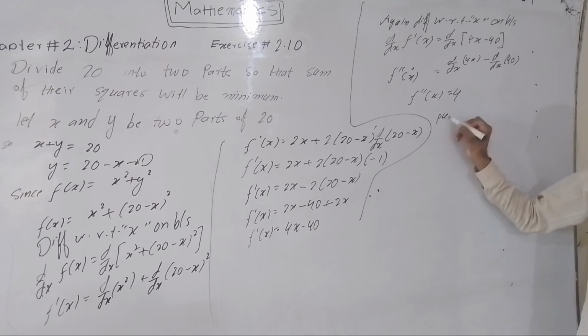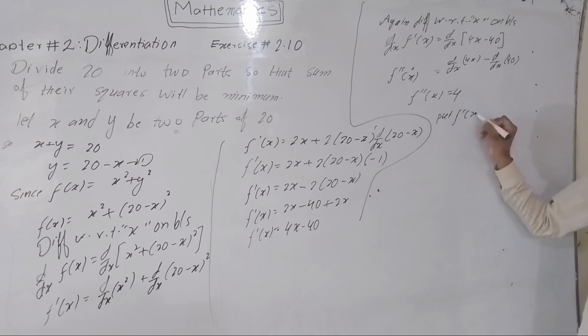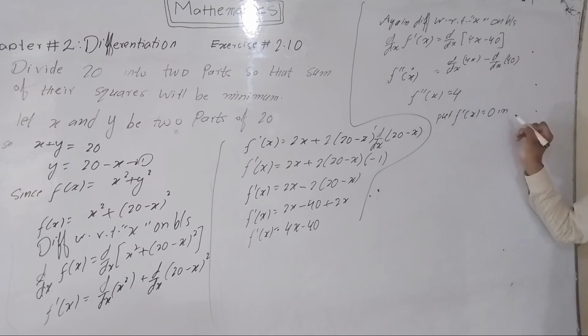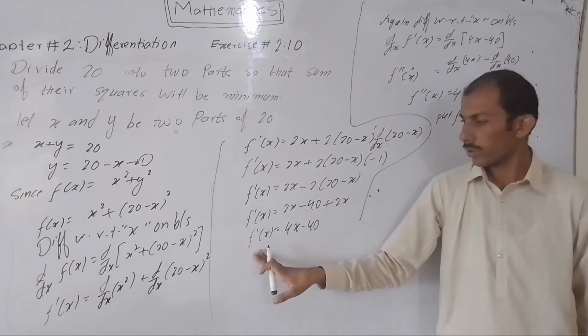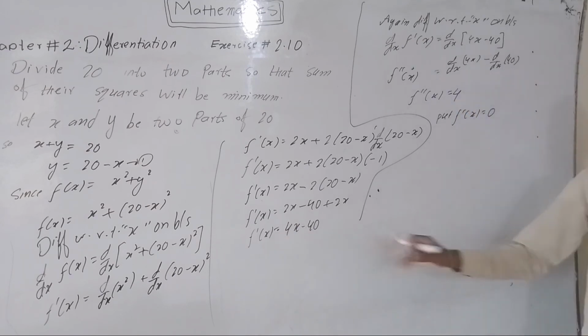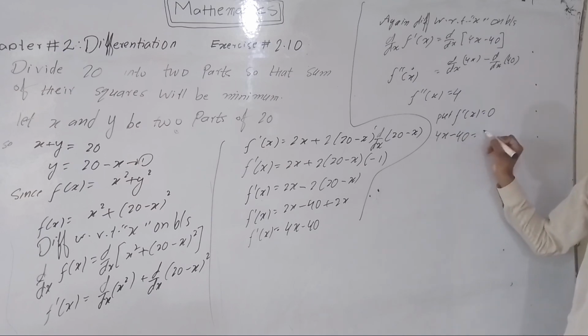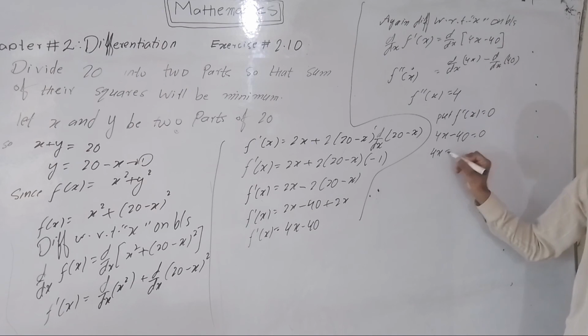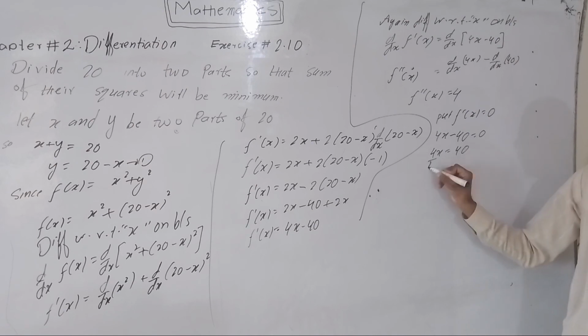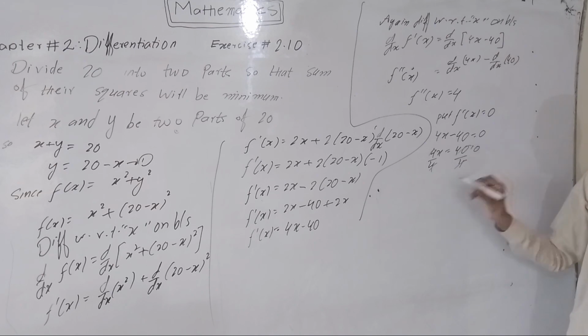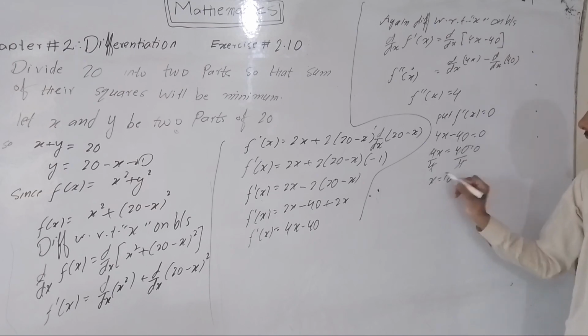Put f prime of x is equal to 0. So 4x minus 40 is equal to 0. 4x is equal to 40, dividing by 4 on both sides. 4 cancels 4, 10 times 4 is 40. x is equal to 10.